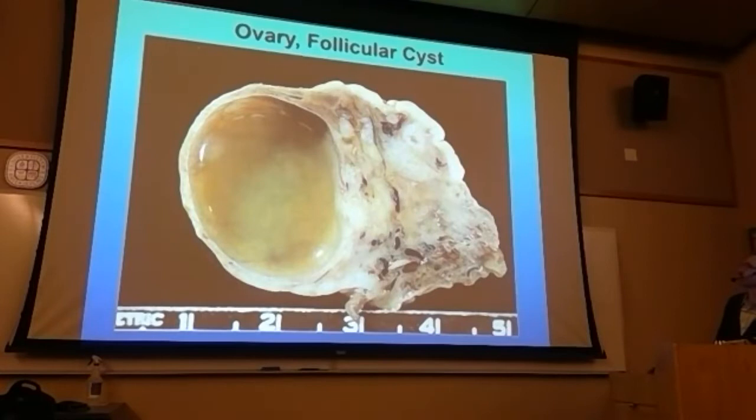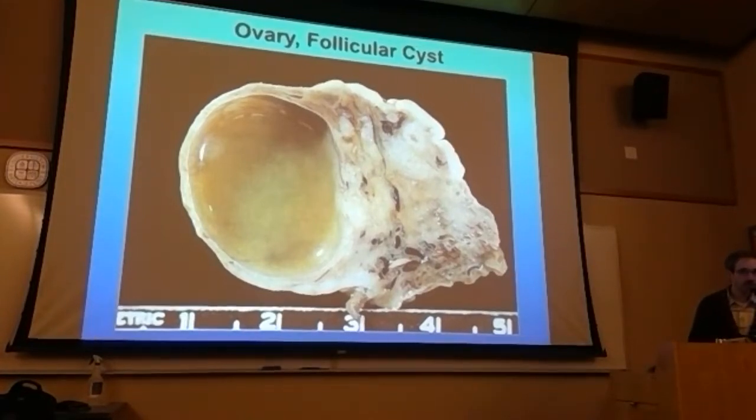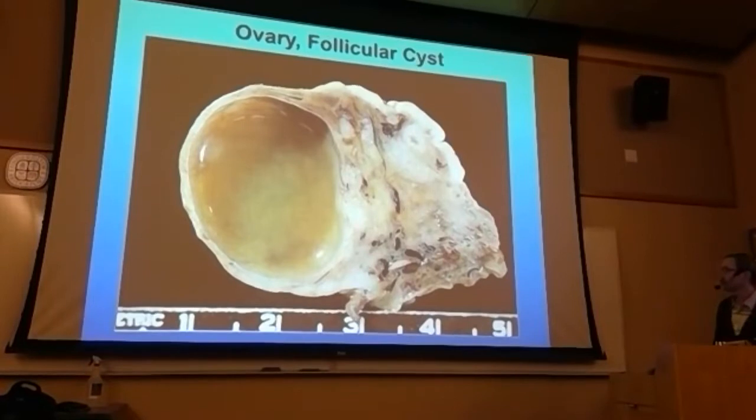Let's take a look at an example of one of these cysts. Here's an example of a follicular cyst. Again, this is a cyst caused by a follicle which develops but never ruptures, never ovulates, and eventually involutes, forming this persistent structure we call a cyst filled with very irritating fluid.